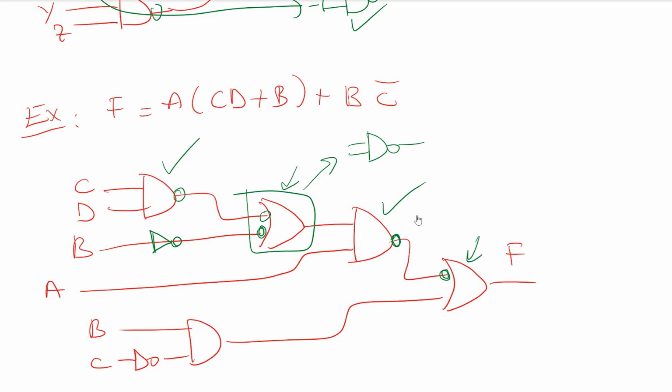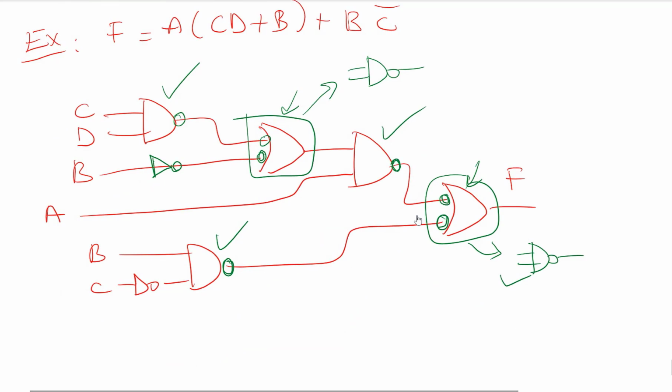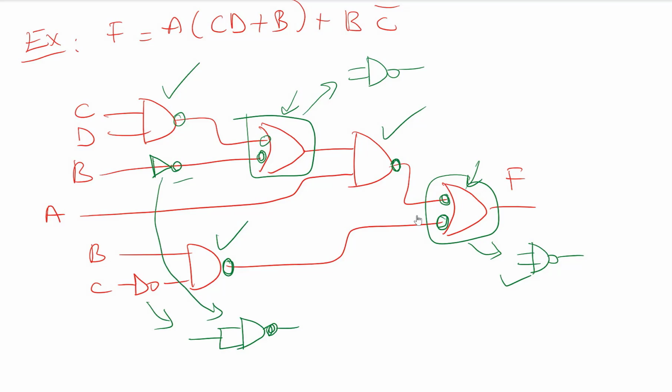So to make this OR gate a NAND gate, I need to put another bubble here and yet another one here. So this is a NAND gate now. So this is also a NAND gate. So what we are left with is this NOT gate. So instead of this NOT gate, I can use a NAND gate where the inputs are connected. So this is a NAND gate and this is also a NAND gate. So I can also put it here. So now we have converted all of our gates to NAND gates in this example.